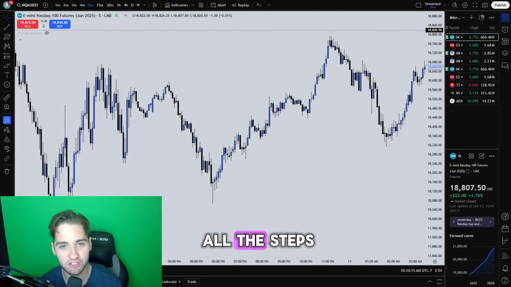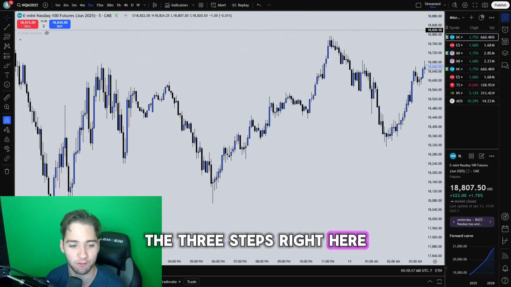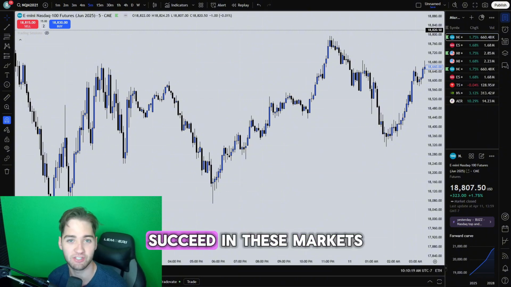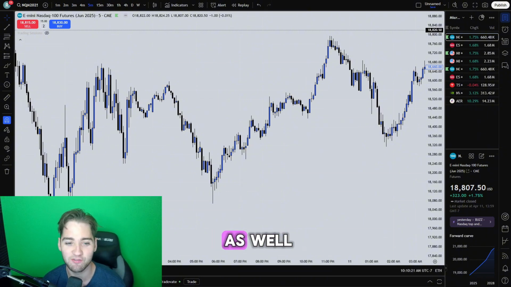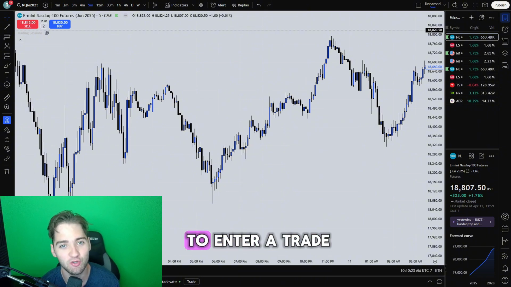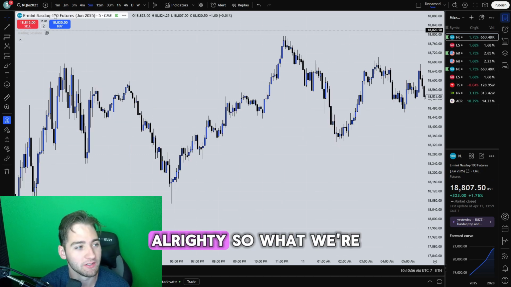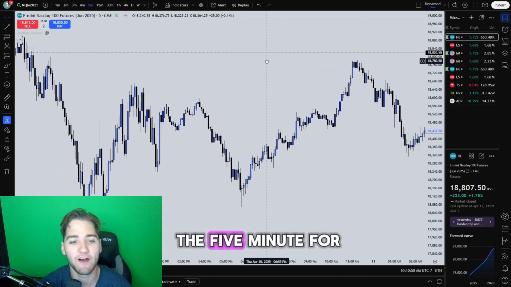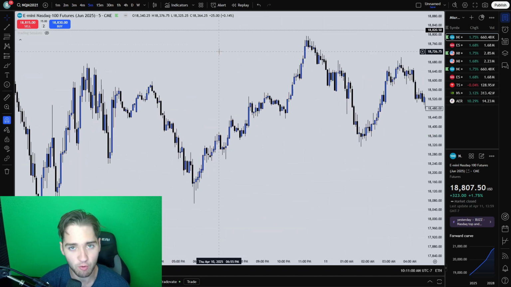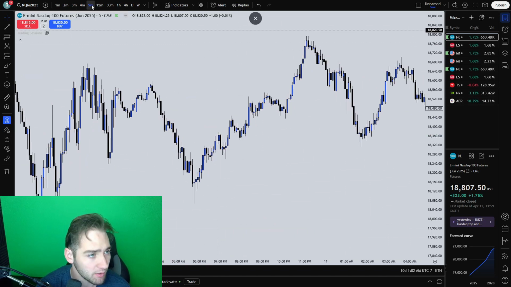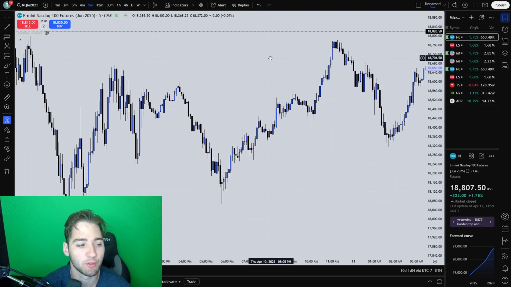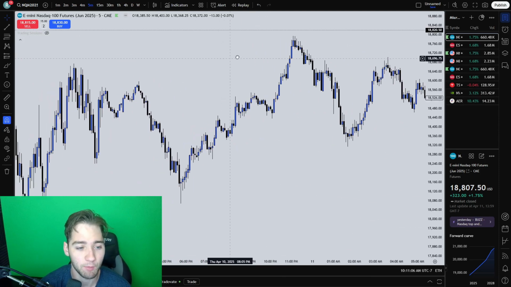I'm going to show you all the steps, the 3 steps right here that you're going to need to actually succeed in these markets, as well to determine your bias to enter a trade. Pretty relatively simple. Alrighty, so we're going to be on the 5-minute for this example. This will work on any time frame, but we're going to mainly look at the time frames that are easier to identify market structure.